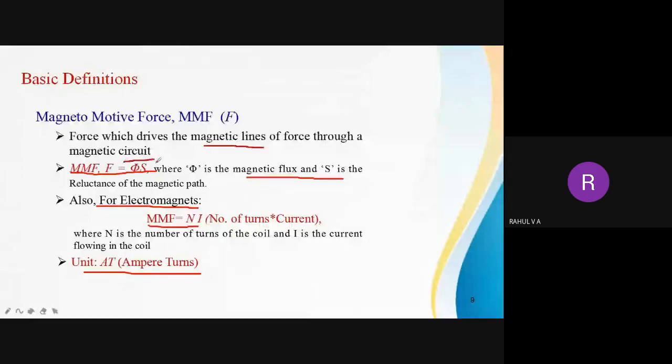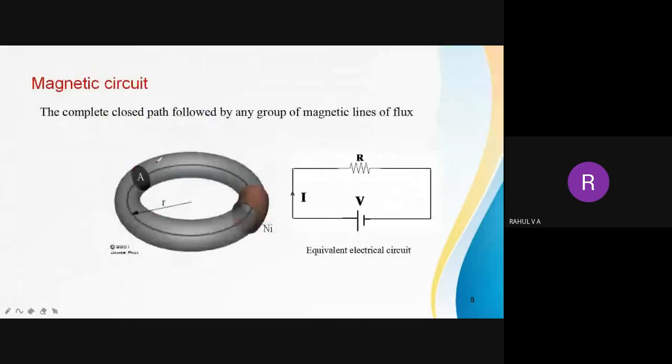What is the unit of MMF? Ampere turns. What are the two equations of MMF? F is equal to N into I, and one more equation we have, H into L.